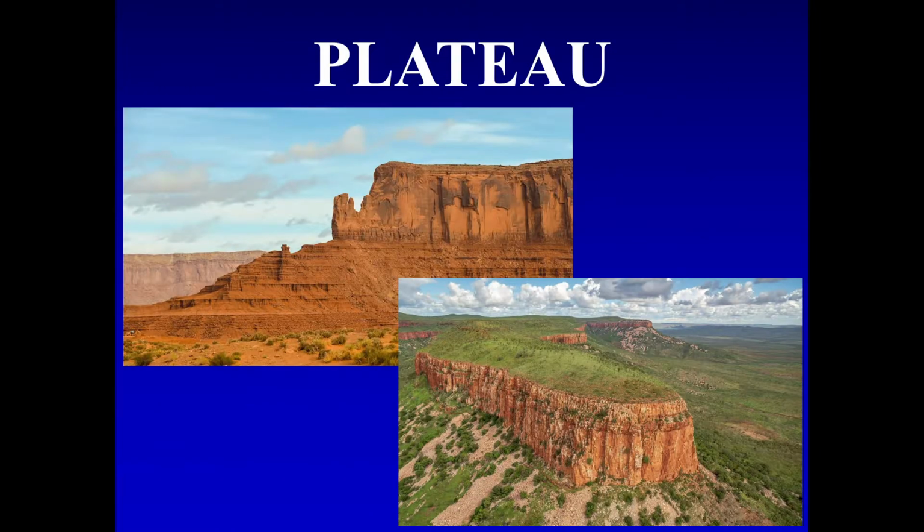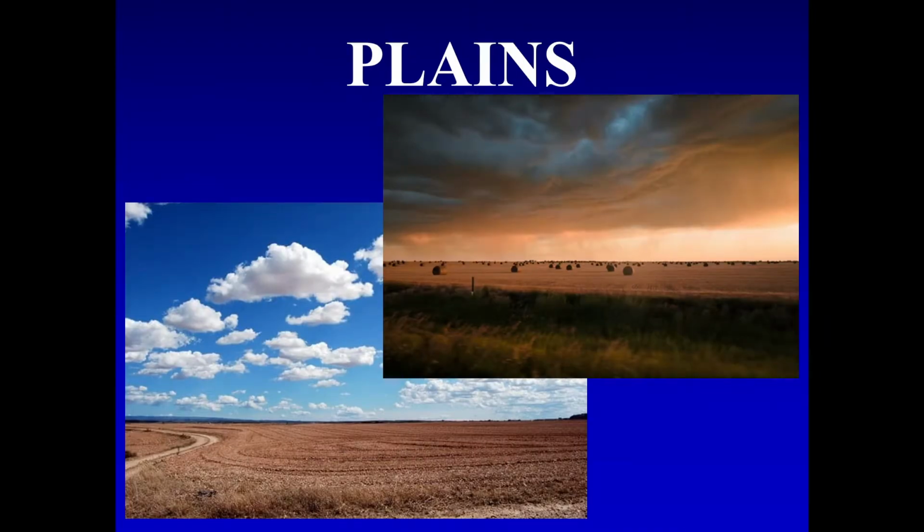We have plateaus. Plateaus are landforms that are elevated and leveled on top. So how is it possible that these majestic landforms are formed? Okay. And we have plains.